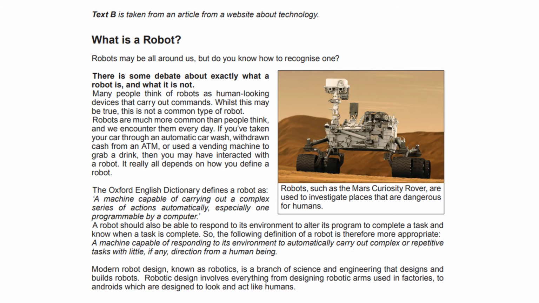What can robots be used for? I would say that robots can be used in automatic car washes. They can be used to withdraw money from an ATM, and they can be used to take drinks or food products from vending machines. Those are the details that I've been able to spot so far that I will need to synthesize. Everything else is going to be ignored.